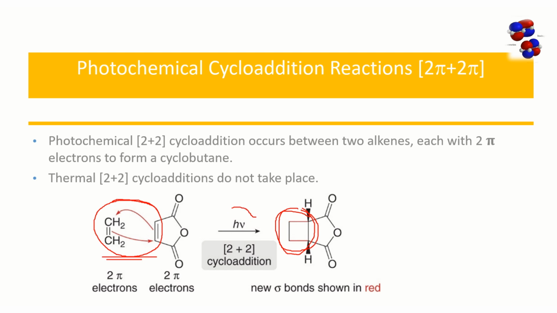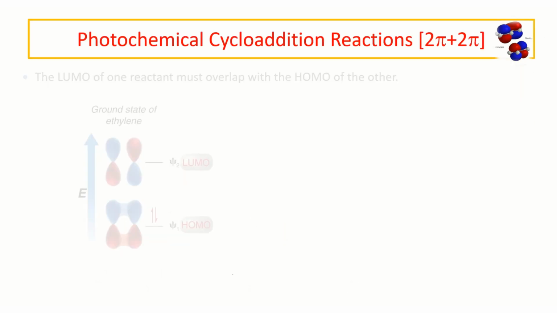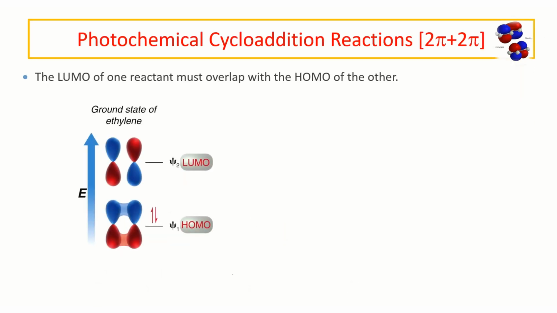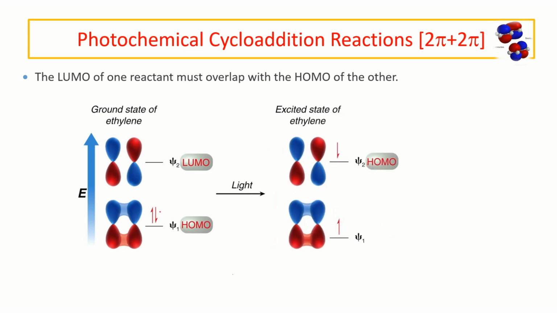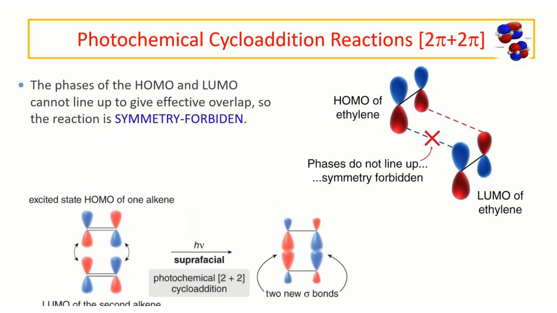You also note that we place an h nu, Planck's constant times the frequency of light, so that's a photon of energy, and we're telling the reader that this is photochemically driven. So if you think about ground state ethylene reacting with another ground state ethylene, then of course you can see that this is not allowed. Why? Because at the end of it, let's go back here for a second.